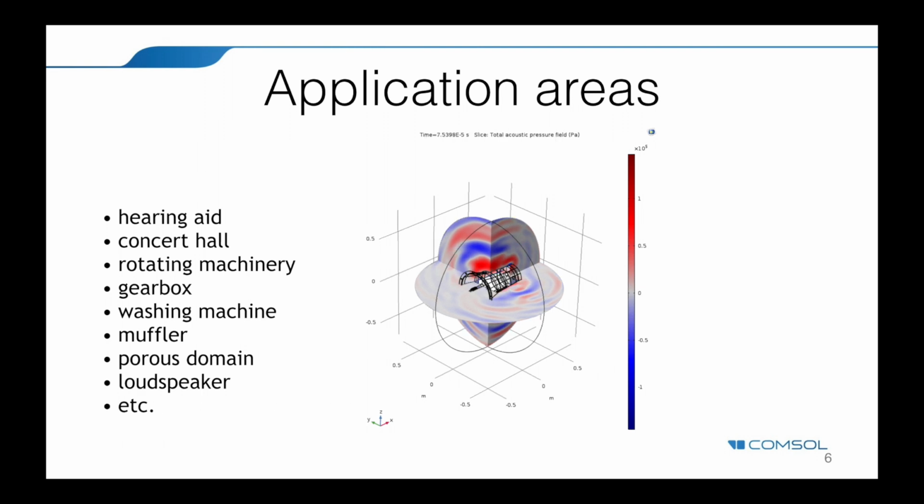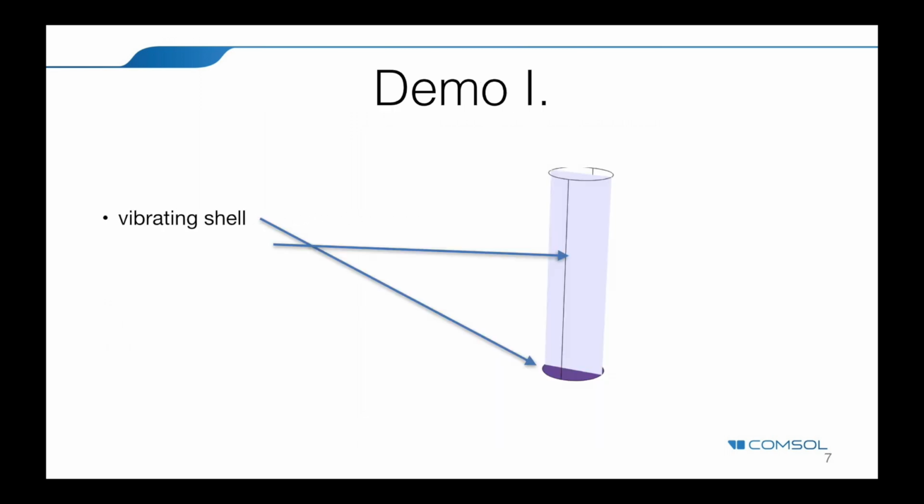Today's model, where we will start, is a simple one. So we will couple different physics. We will have a shell at the bottom of the cylinder. This is a vibrating shell, so we will use the shell physics interface here. Inside the cylinder we will use the acoustics physics node, so we will use the finite element formulation to calculate the sound pressure level and the acoustic pressure inside the cylinder.